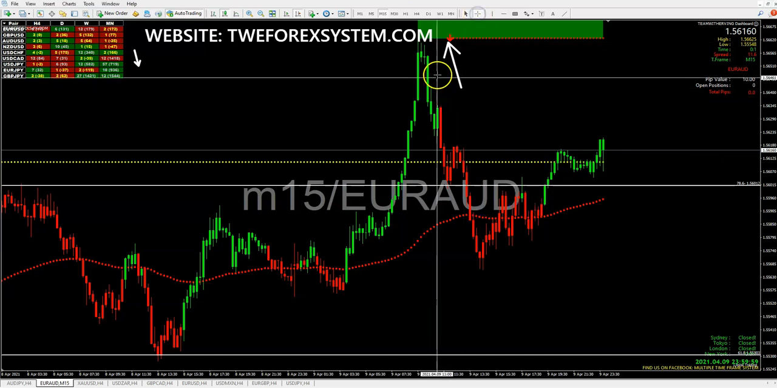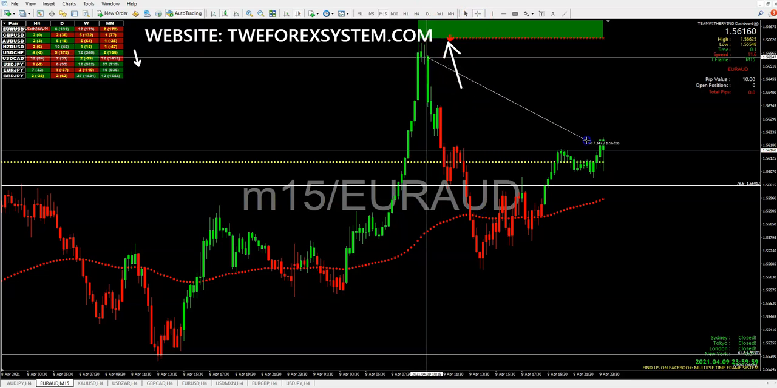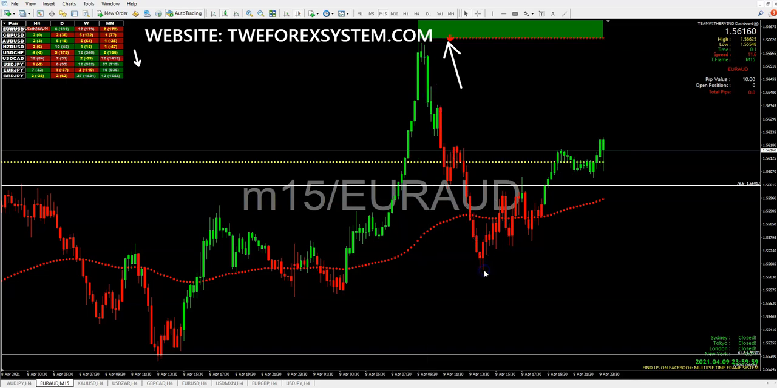So the market already feed us how many pips right now, real time, right? 37 pips, but the market did drop already 89 blue pips, all right? So that is the potential of using our system here.